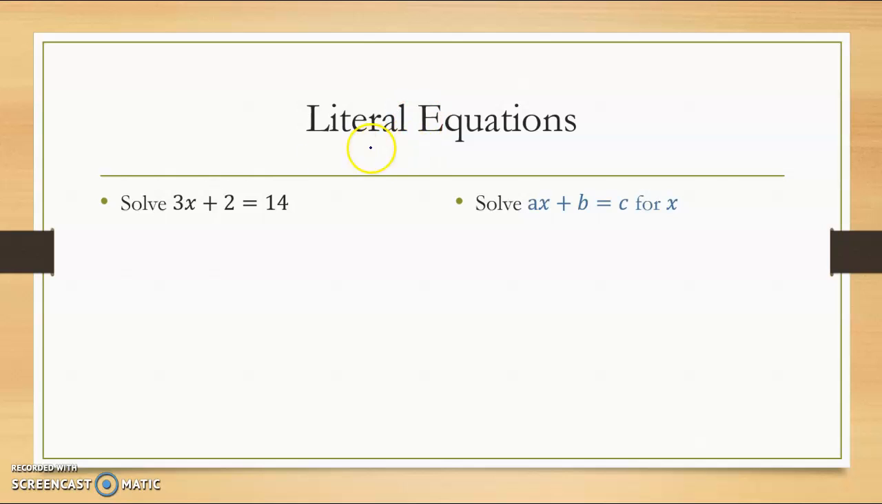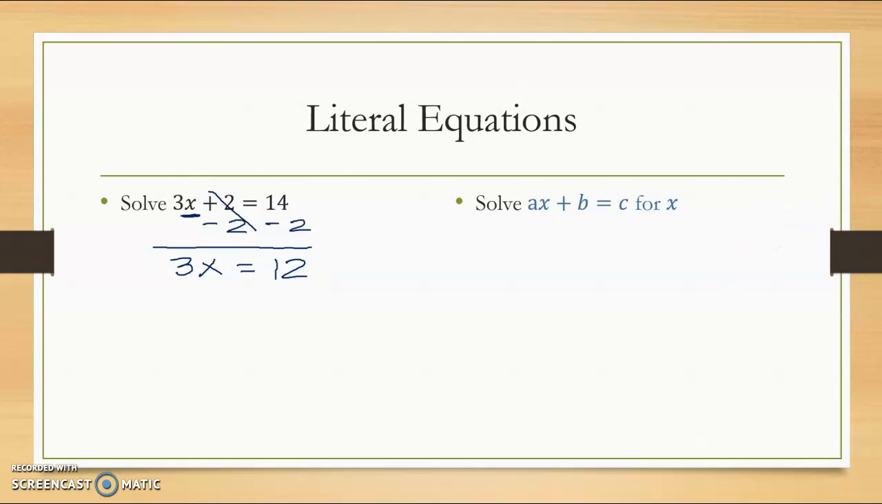So let's start on the left-hand side. If we were trying to isolate x and get x by itself, what's the first thing that we should do? We would want to subtract 2 from both sides. Because remember, if we do something to one side, we have to do it to the other. And so we would solve, right? 3x, there was no other x's, so that stays 3x. Plus 2 minus 2 cancels each other out, and 14 minus 2 is equal to 12.